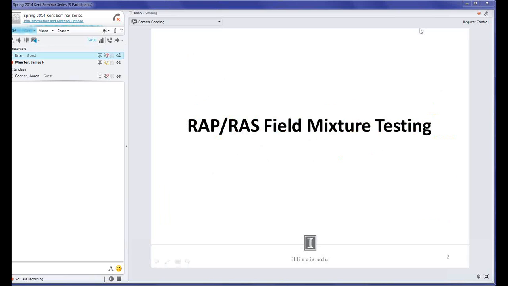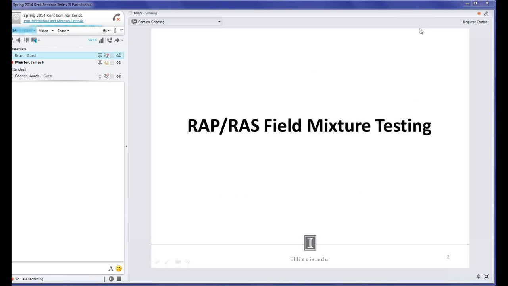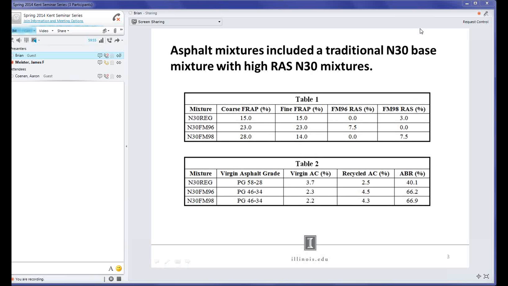I realize that some of the work we do at ICT with Professor Al-Kadi's group delves a lot more into RAP RAS testing, looking at modulus and push-pull testing, all that stuff. But I'm going to focus more on some quick field testing that we did of 3 mixtures. They're all N30 base mixtures with generally high RAS contents, specifically the N30 FM96 and N30 FM98, and I'll describe those in a minute. The traditional N30 that they use in District 1 and used on this project, I'll just call N30 Reg.